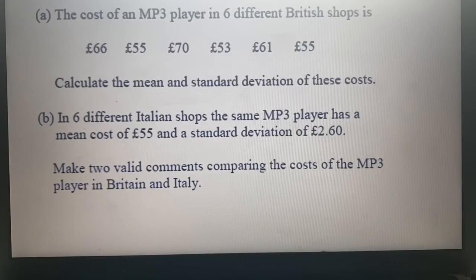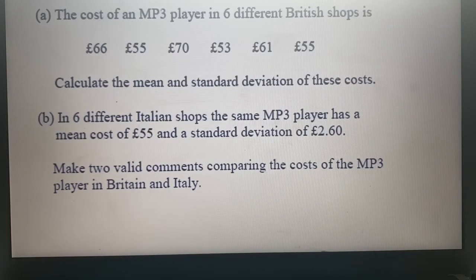We've got an example here where we've got the cost of an MP3 player in 6 different British shops. So we're given all these different costs. 6 different shops have 6 different prices of £66, £55, £70, £53, £61 and £55. And we want to calculate the mean and standard deviation. And we do that exactly the same way as we've just done with our 2 examples. And then we'll look at part B where we've got to compare.